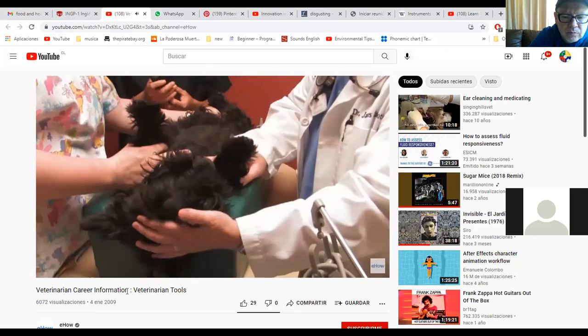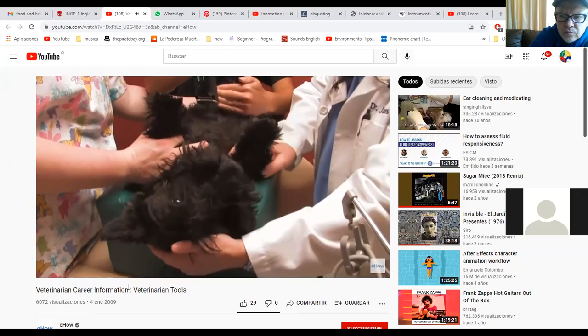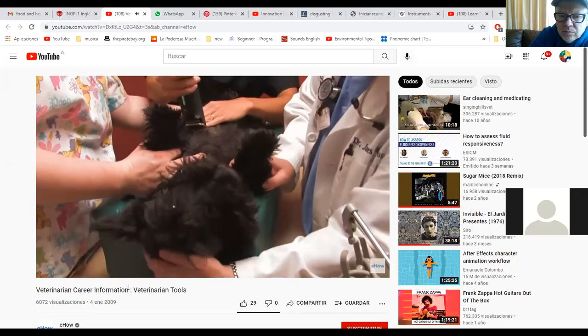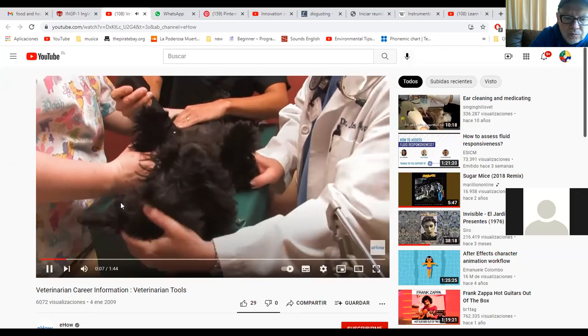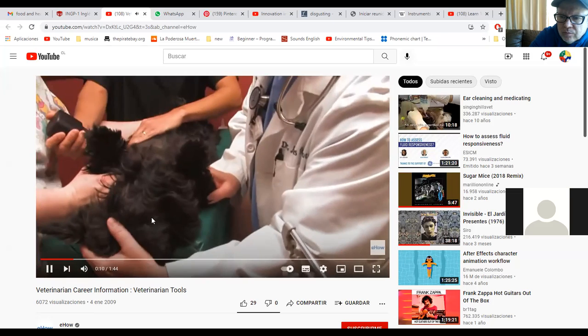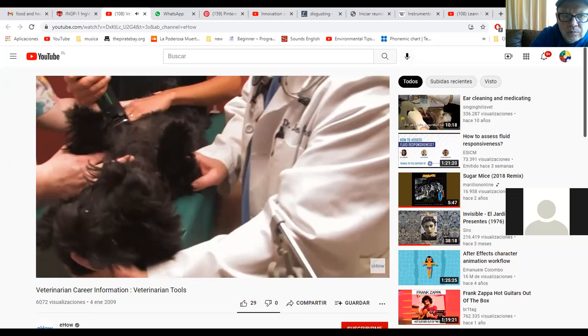So we are checking his liver and his spleen and all of his abdominal organs to make sure that he does not have cancer.